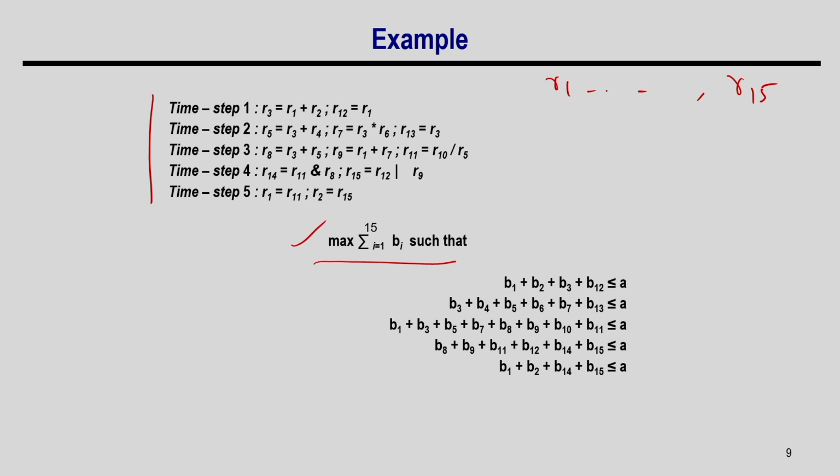So, how many constraints will there be? I will have a constraint for each timestamp. Since there are 5 timestamps, I will have 5 constraints. So, what is the constraint for timestamp 1?